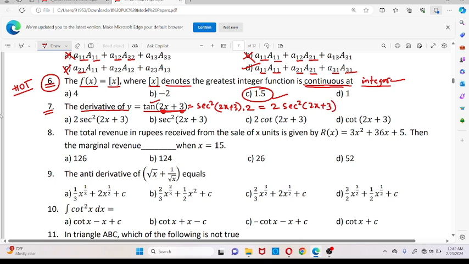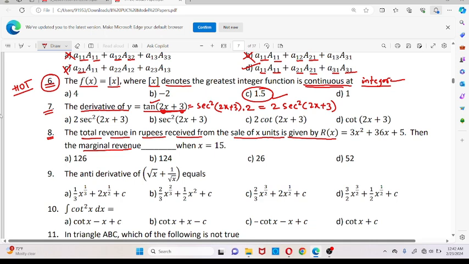So that is the thing. Let me go for the 8th one. That is also from the application of derivatives. Okay, see, the total revenue in rupees received from the sale of x units is given, and marginal revenue is being asked. This is a question from the NCERT exercise.